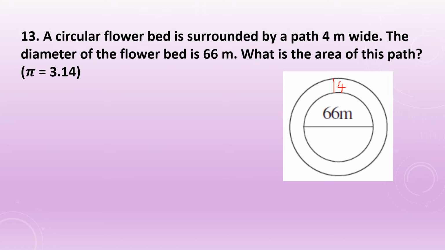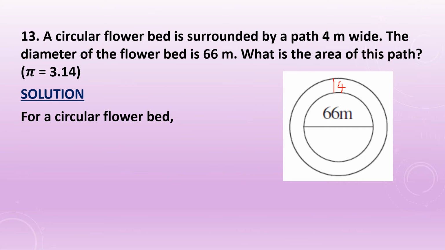Now we move to the question, how to answer it. So for a circular flower bed, the diameter is given as 66 meter. Are you able to find the area with the diameter? No, we don't have the formula.